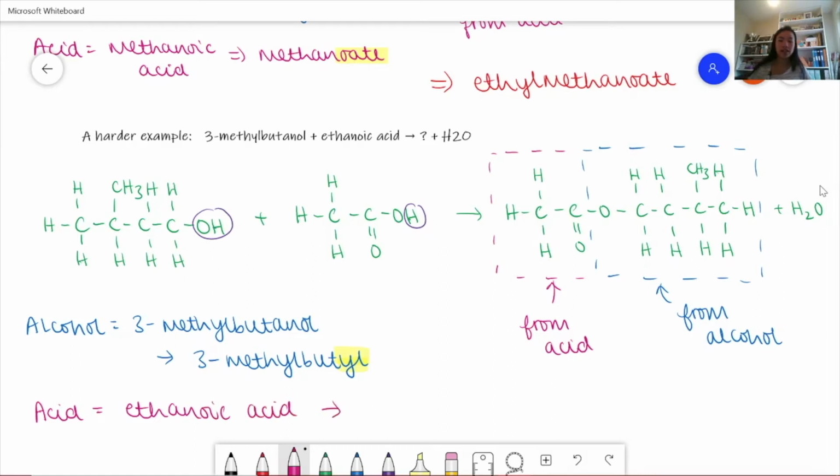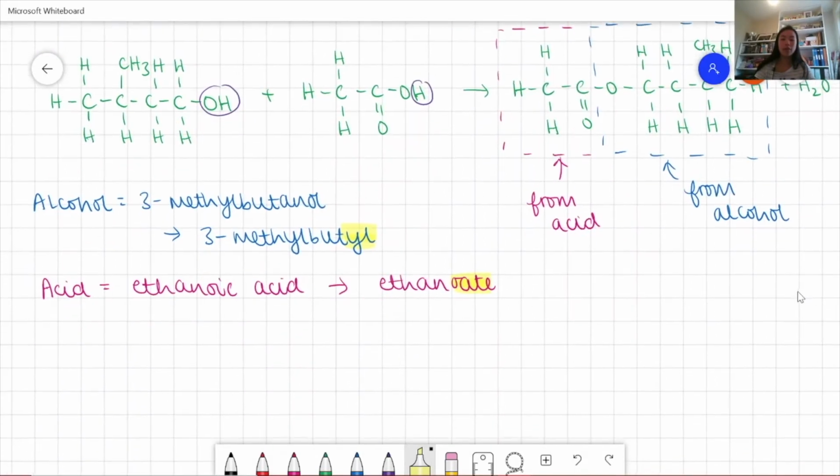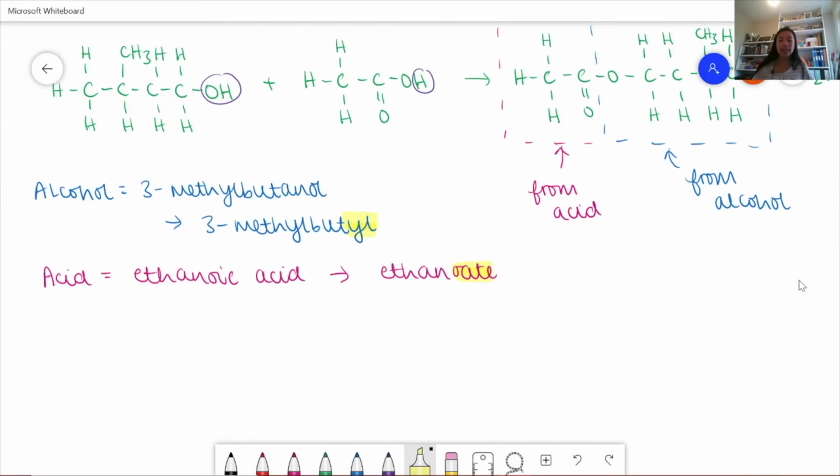And so we get ethanoate, because again we're using the suffix of -oate. And so the whole name for this ester would be 3-methyl butyl ethanoate, because again we put the alcohol first, and so this would be its name.